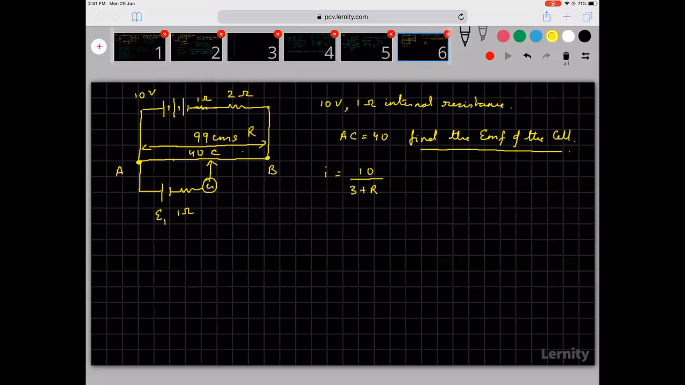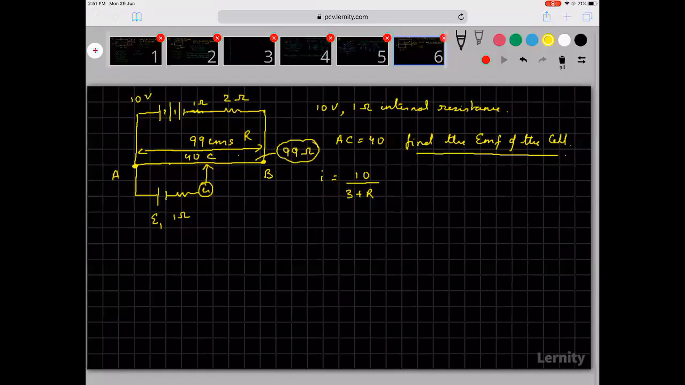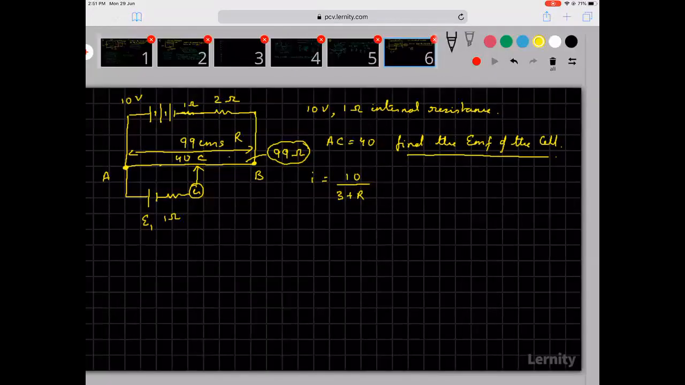Okay, some data seems to be missing. The data which is missing is that this has a resistance of 99 ohms. Sorry, I missed that. So now you should be able to get it. First, get the value for I. Once you get the value for I, then it's all done.